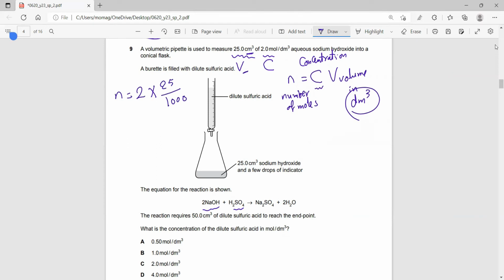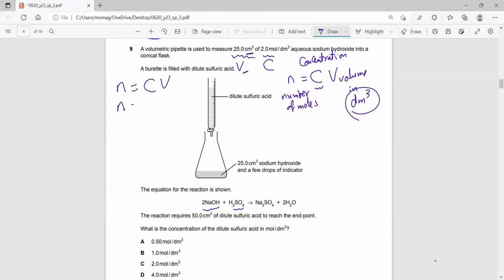Again, no problem. Remember that we have an equation which is n = CV, n number of moles, C concentration, and V is volume in decimeter cube. Remember that if you are given cubic centimeter volume, divide by 1000.